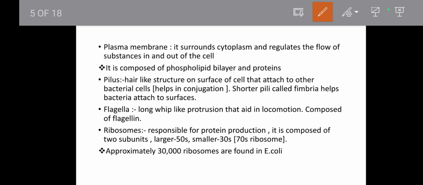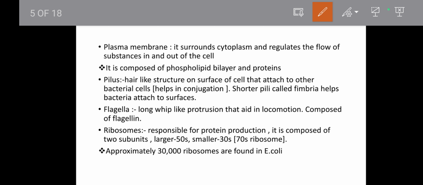Plasma membrane. It surrounds the cytoplasm and regulates the flow of substances in and out of the cell. The plasma membrane is composed of a phospholipid bilayer and proteins. Pilus, fimbriae and flagella, all these three arise from the plasma membrane. Pilus is a hair-like structure on the surface of the cell that attaches to the bacterial cell. So the pilus helps mainly in conjugation, that is the transfer of genetic material from one bacterium to another.